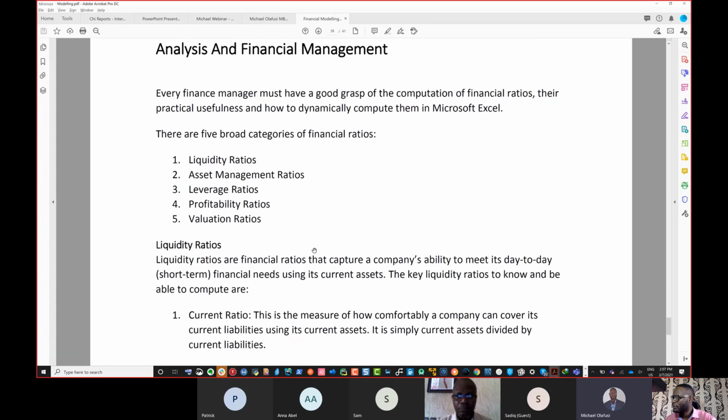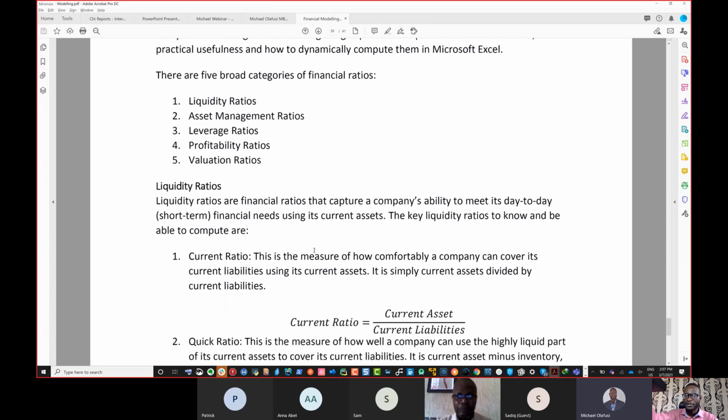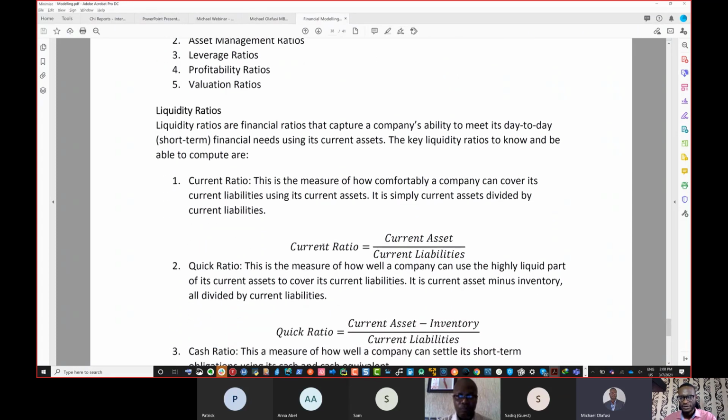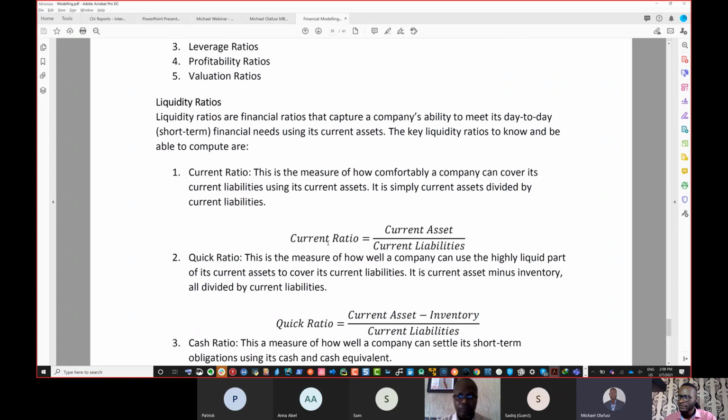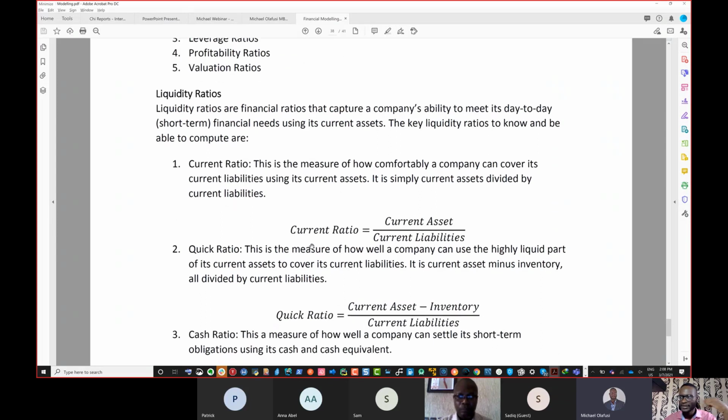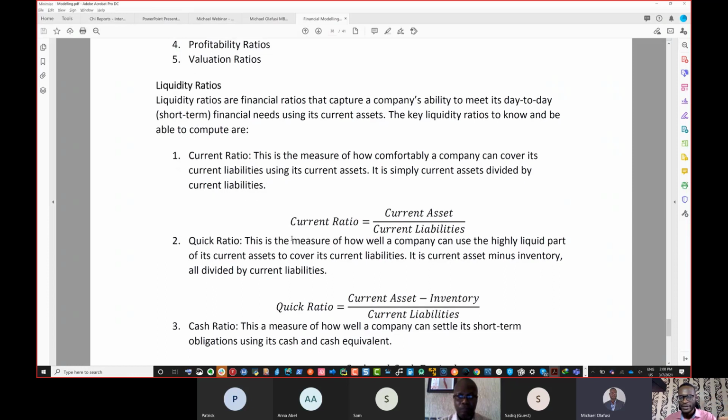And under liquidity ratios, you will see that we have the current ratio, which measures the company's ability to take care of their short-term financial obligations, their current liabilities, using their current assets. And then we also have the quick ratio. The quick ratio is a derivative of the current ratio. In the current ratio, we are taking all of the current assets, but we all know that inventory is not as liquid as most of the other items in the current asset lines.